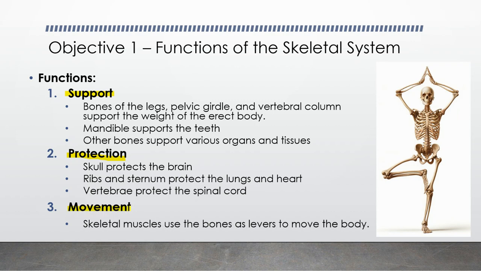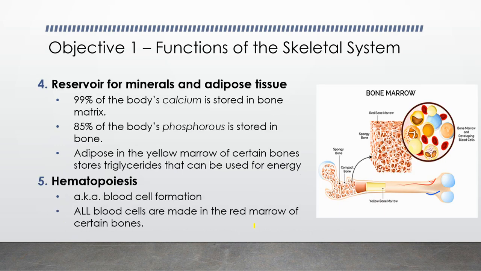Movement, those skeletal muscles that we looked at in tissues, they attach to our bones, and so in order to have our voluntary movements, we need our bones to act as levers, and they allow those skeletal muscles to attach and contract. It's also a reservoir, which is a storage space, and so the bones actually store a lot of minerals like calcium and phosphorus. It also stores fat, and so in that yellow marrow you have adipose tissue, and in the adipose you have fats called triglycerides, and those are a great energy source when we need it.